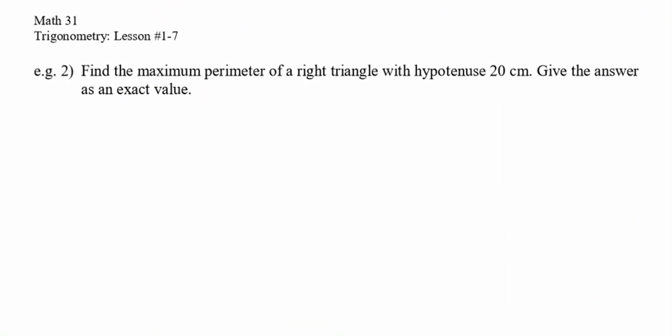Find the maximum perimeter of a right triangle with hypotenuse 20 centimeters. Give the answer as an exact value. So let's draw out a picture of a triangle. Right, and we'll call this y, and this x. And then we know that the hypotenuse is 20.